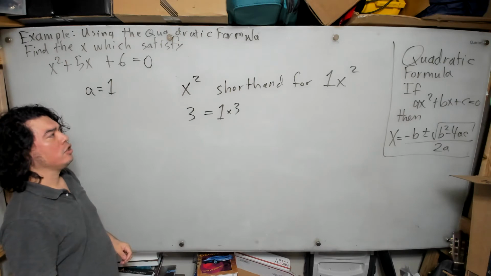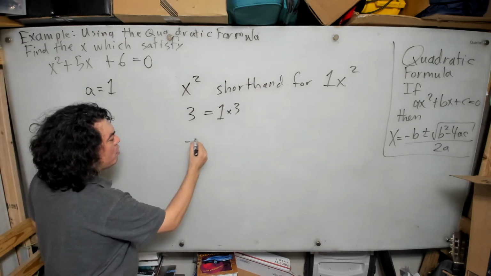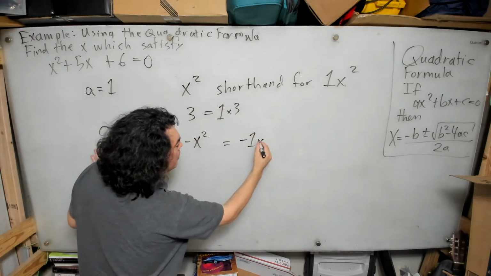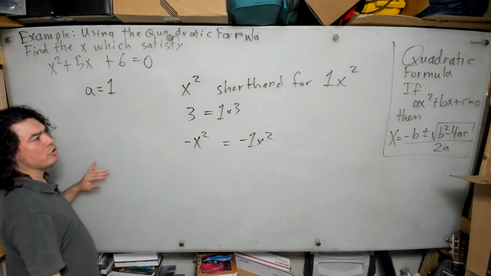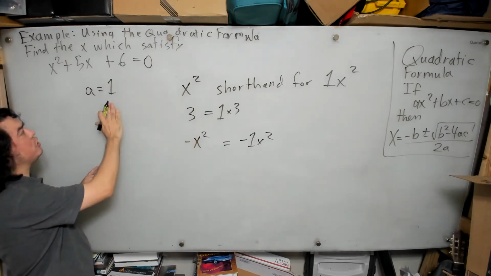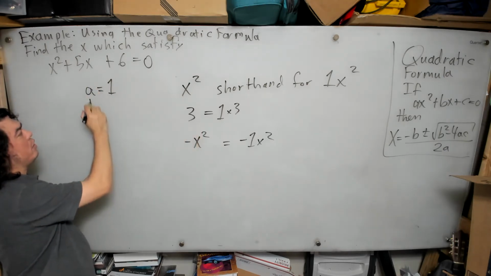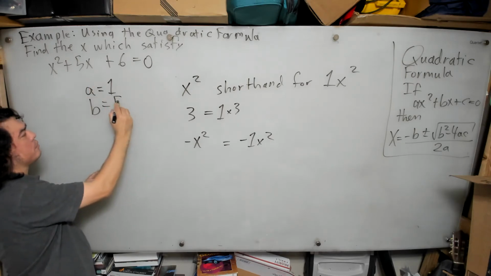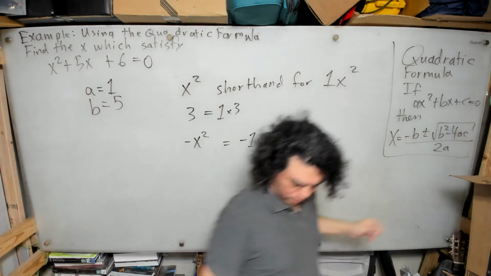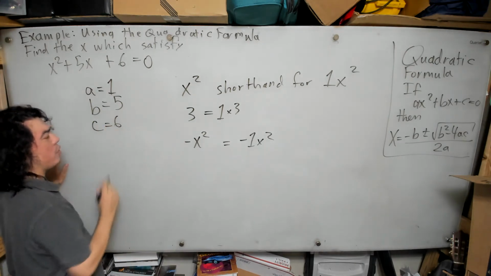down, okay? So just to wrap that up with a bow, if I were to write -x squared, that's also a shorthand for -1x squared, okay? So therefore, going back to the problem at hand, we have identified our a. The coefficient of the x squared term is 1. The coefficient of the x term, which is the b over there, is 5. And the c, the constant term at the end, that's going to be 6, okay?